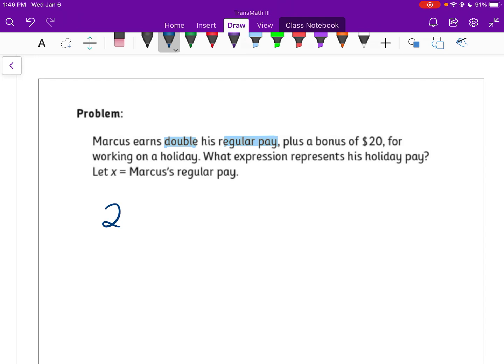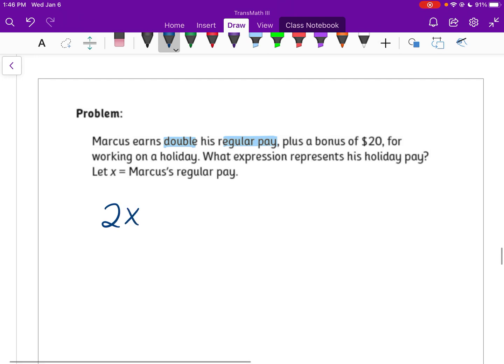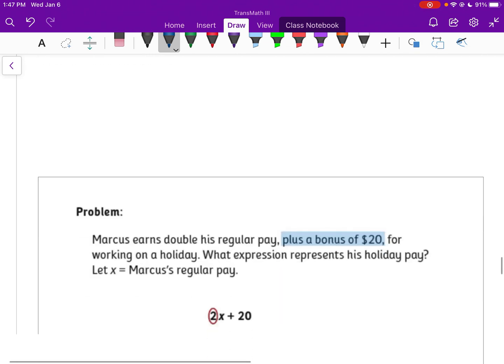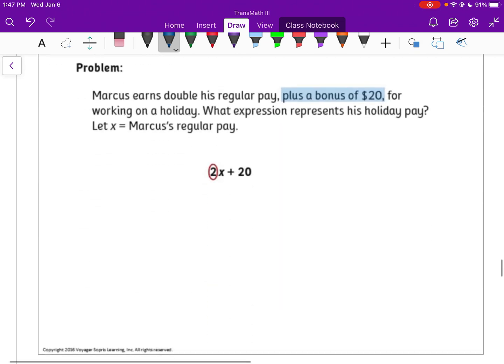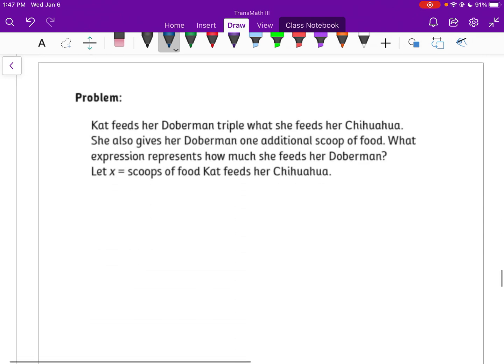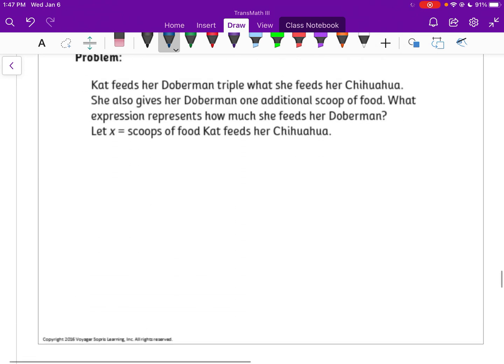So in this case, 2 times his pay, which we represented with x, plus he got that bonus of $20. That $20 isn't going to change, so we're not going to multiply. We have to add that value to our double his regular pay. So that is our expression for this sentence. Plus a bonus of 20, like you said, that's where we got the plus 20.